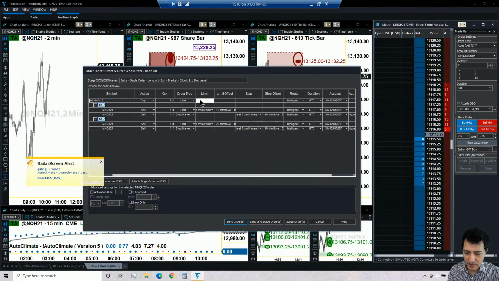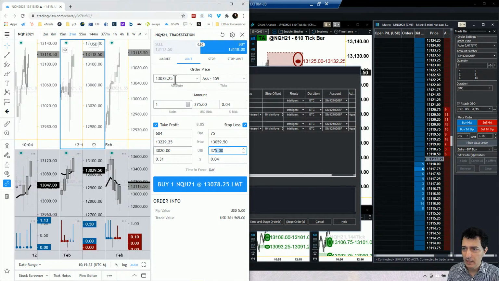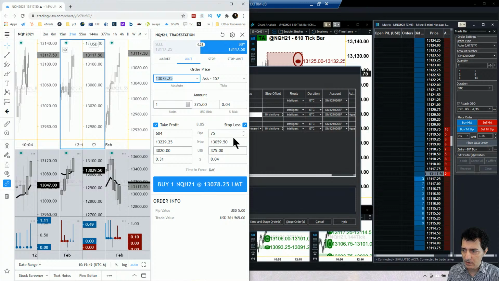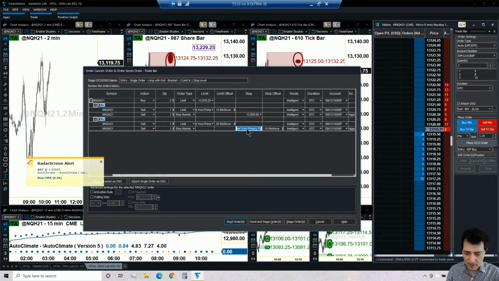Which we said entry would be 13,078 point, was it 75? Let me double check that. 25, okay? So 13,078.25, that would be my entry with a stop located at 13,059.5. Did I say this right? Yes, 13,059.5. That's the location for the stop. I need to type it twice, one for each of the bracket orders.